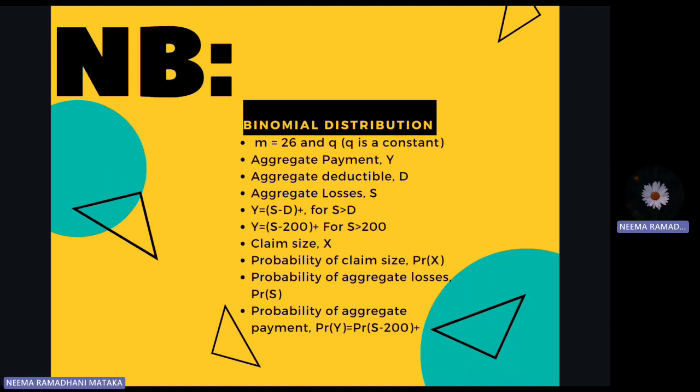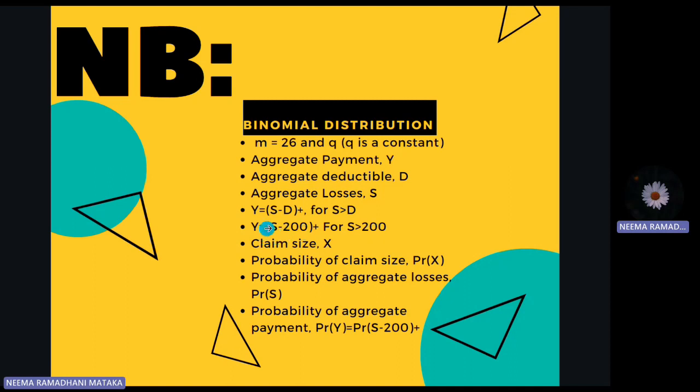Also, our aggregate payment will be denoted by Y, aggregate deductible by D, and our aggregate losses will be S. What is important is that aggregate payment is always equal to the aggregate losses minus your aggregate deductible. A deductible works such that you get payment only when your losses are more than the deductible given. So your payment Y equals (S minus D)+. The plus means that you get a payment only when losses are greater than your deductible.